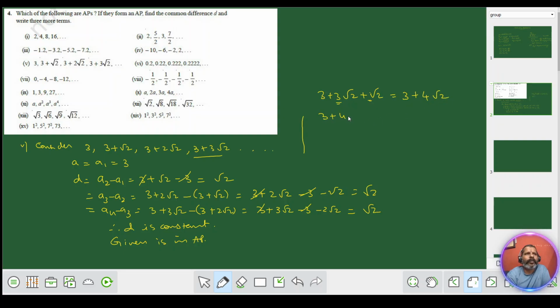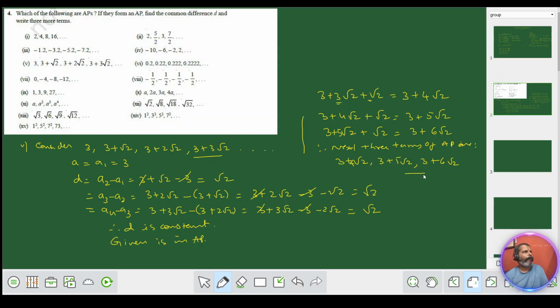Take that. 3 plus 4 root 2. Add root 2 to that because it's the common difference. 3 plus 4 root 2 plus root 2 becomes 5 root 2. Take that just now obtained term, add the common difference. 3 plus 5 root 2 plus root 2 is 6 root 2. Therefore, just conclude. Next 3 terms of the AP are 3 plus 4 root 2, 3 plus 5 root 2, 3 plus 6 root 2. Okay. We'll move to the next question.